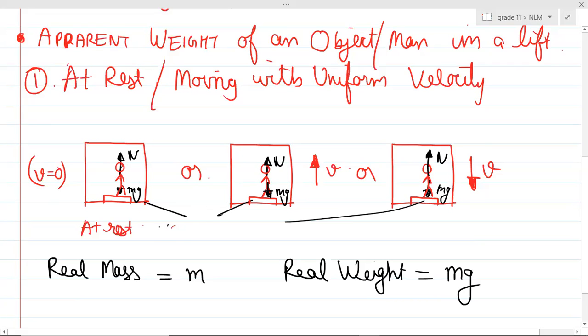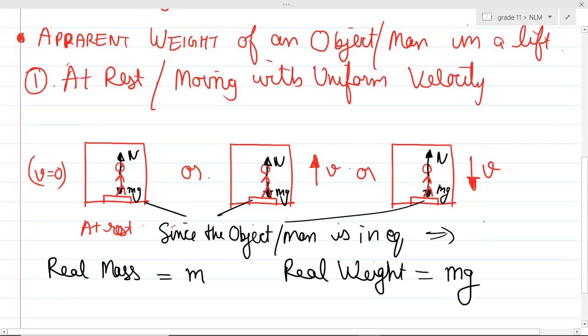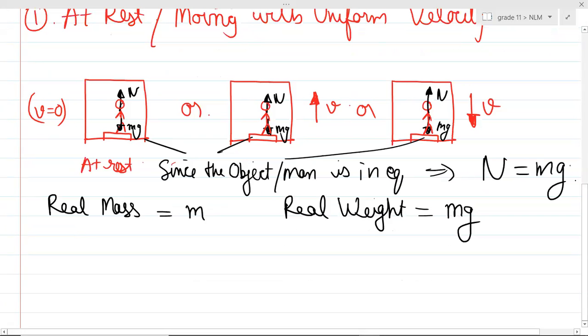So since the object is in equilibrium, or the man is in equilibrium, hence can I write N should be equal to mg? Yes or no, guys? Yes, sir. So basically N should be equal to mg.